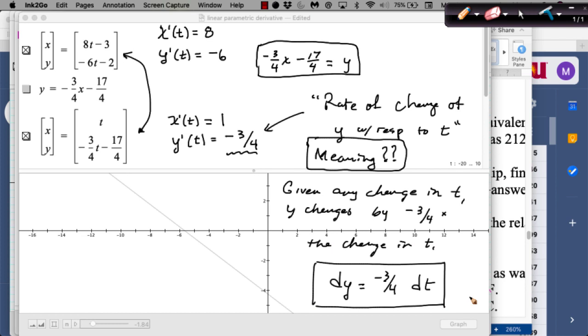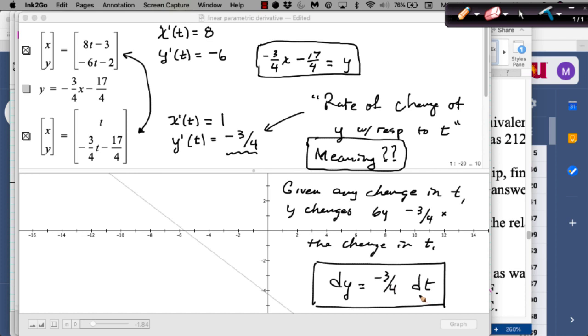So when t changes, how does y change? This negative 3/4 tells us how y changes with respect to t. So if t increases, what will y do? It will decrease, right? And how much will it decrease compared to t? More or less? A little bit less, right? 3/4 as much. It'll decrease 3/4 as much as t increased.